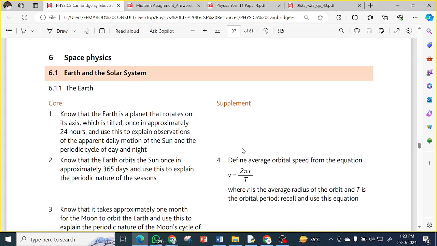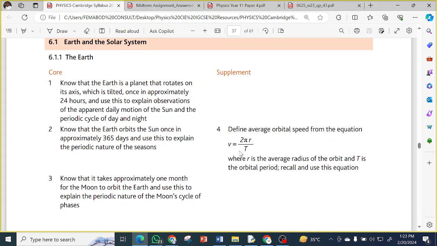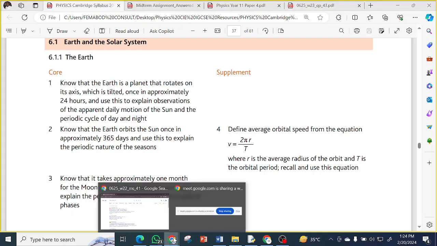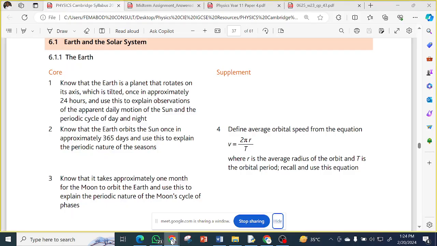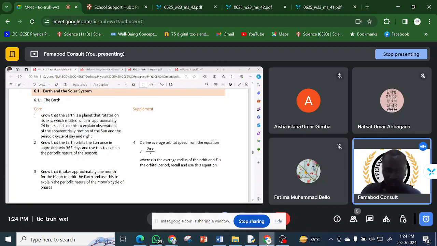Because I'll ask us to take note of some things as we continue. So the next point is for us to know that it takes approximately 1 month for the moon to orbit the earth, and we can also explain the periodic nature of the moon's cycles and phases. We are not going to dwell on that now. Then the next thing I would like us to take note of is the definition of average orbital speed, and we have the equation before us. So if you have your jotter with you, please write down the equation for the average orbital speed. Please put down the equation quickly.